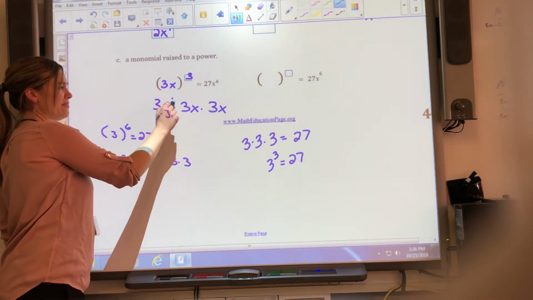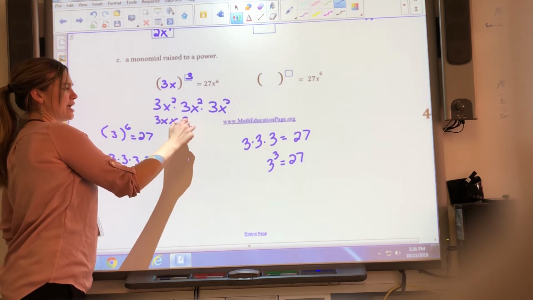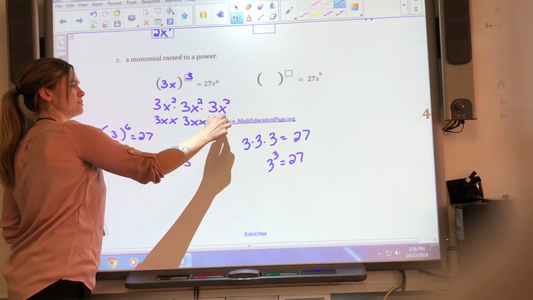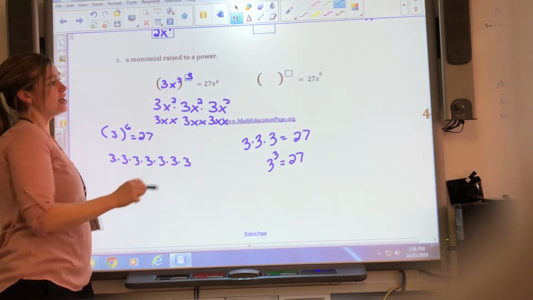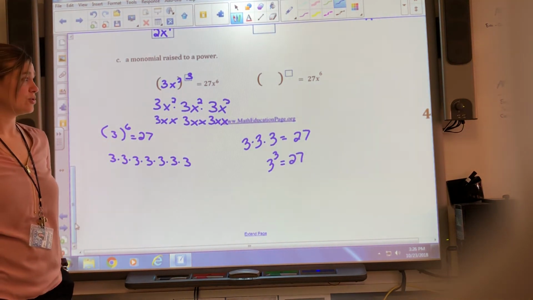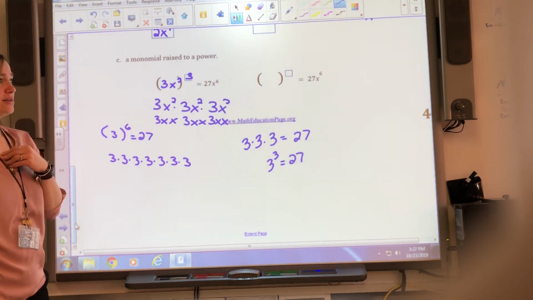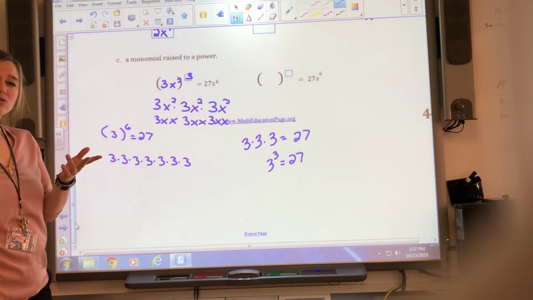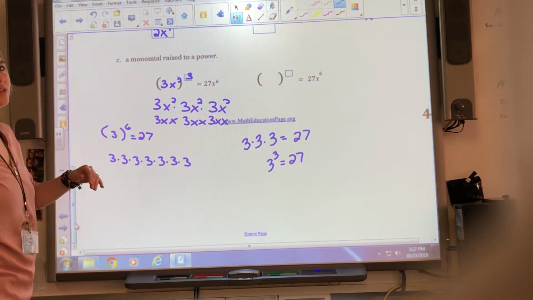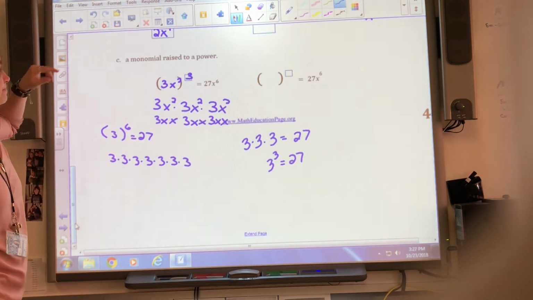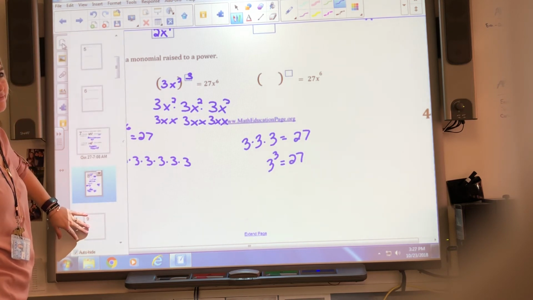Well, what about if I change this to a 2? This is like saying 3xx, 3xx. 1, 2, 3, 4, 5, 6. What? I have a monomial, 3x squared, raised to a power 3, and I got 27x to the 6th. You try to think, is there something else that you could do? Maybe there is, maybe there's not. But think about it. Is there something else you could do and still get 27x to the 6th? Let's do next page. Oh, pause it. Try to think about that.